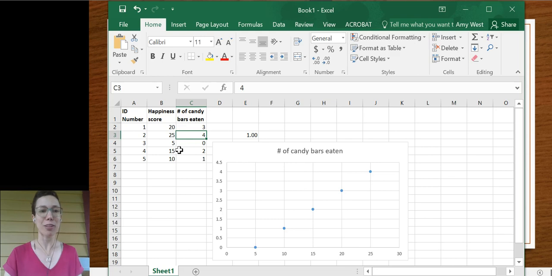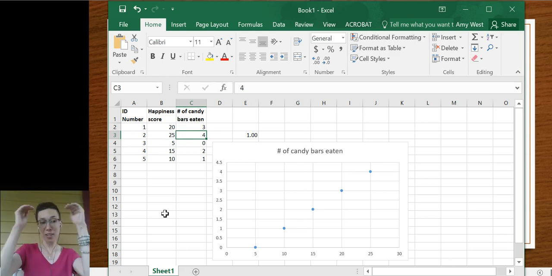However, let's see what happens if we flip a couple. So right now, we see that there's a positive relationship. The more candy bars someone has eaten, the higher their happiness score, or vice versa. The higher their happiness score, the more candy bars they've eaten. Here, it's a little bit trickier to establish an independent versus dependent variable, though certainly we could hypothesize. But let's see what happens when we mix it up a little bit.